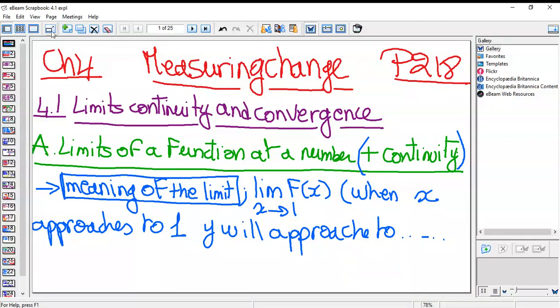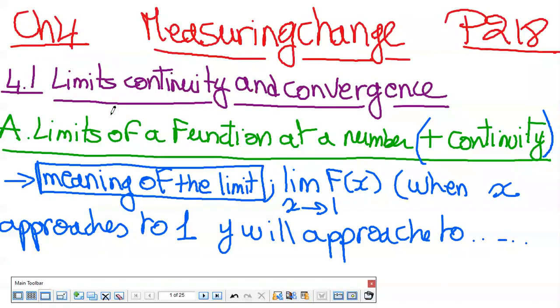So now we are in chapter 4. This is the first part of this lesson. It's 4.1. I'm doing the limits and continuity and convergence. We start the first part in this lesson, even though you're going to have 2 or 3 videos for this lesson. It's about the limits of a function at a number plus the continuity.